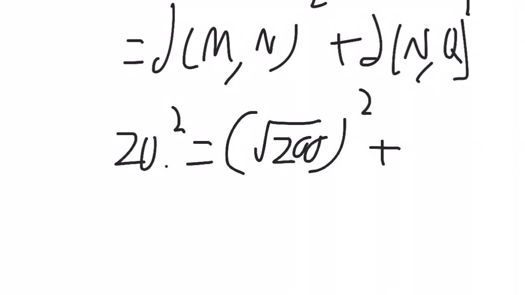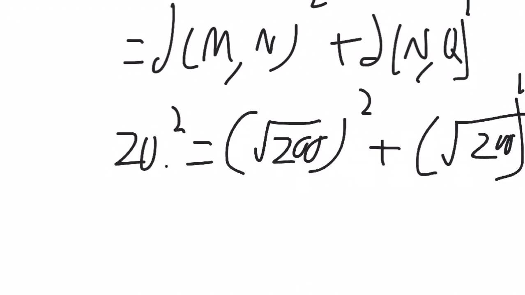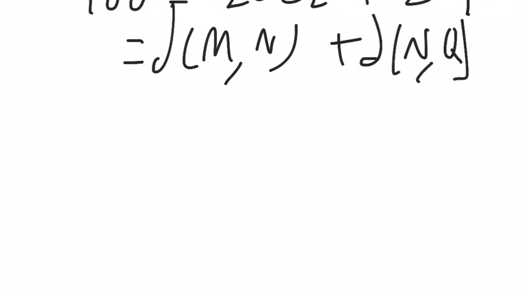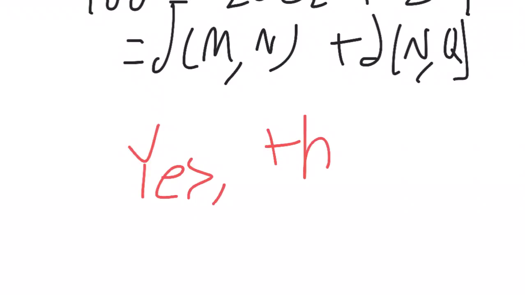And then the distance from N to Q was also square root of 200. 20 squared would be 400. Now when you square a square root, the squared and the square root undo each other. They just go away, so it'd just be 200. Likewise, for the second square root of 200, that would also simplify to 200. And 200 plus 200 does equal 400. So the answer would be yes, they do form a right triangle.